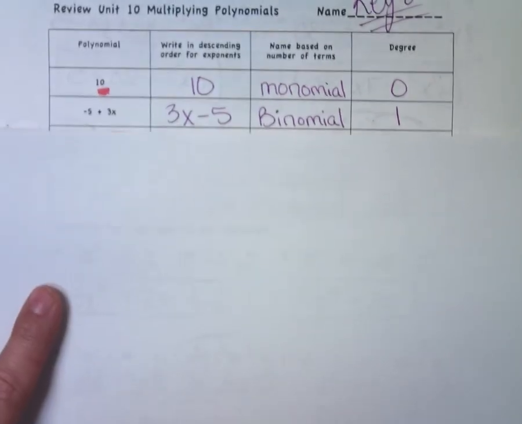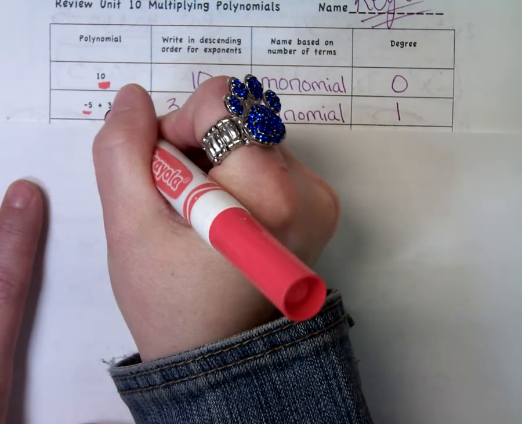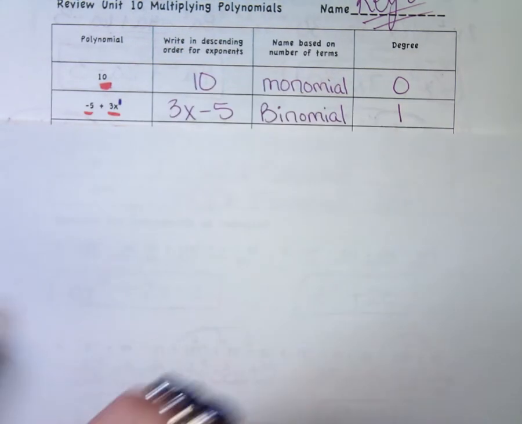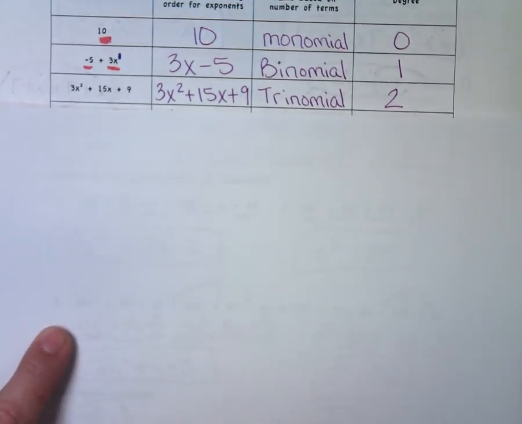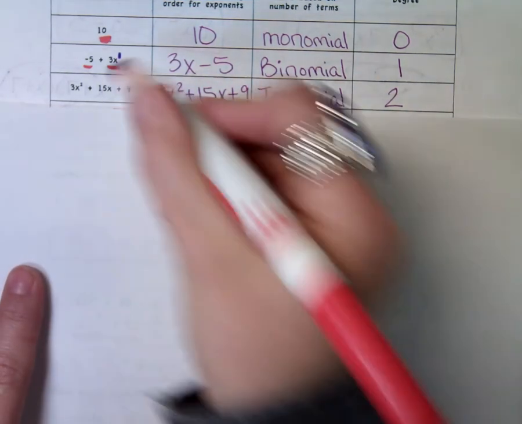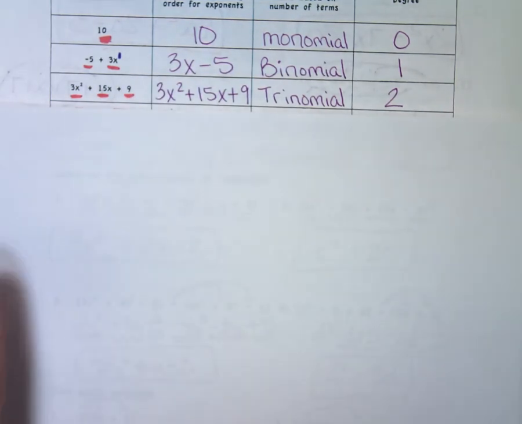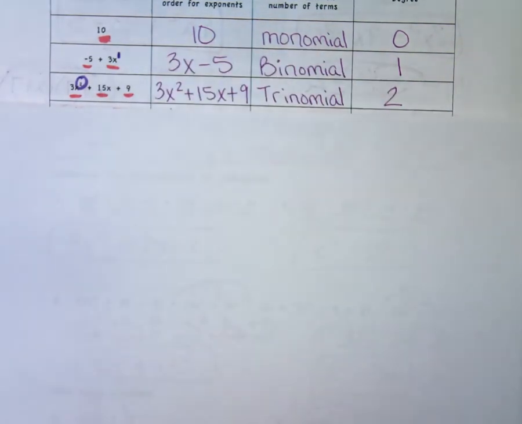Okay, when I write this one in descending order, it's 3x minus 5. And because there's two terms, it's called a binomial. Since the highest exponent is a 1, it's degree 1. Okay, this next one was already written in descending order because it went from highest exponent to lowest. Since it has 3 terms, it's called a trinomial. And since the highest exponent is a 2, it is degree 2.